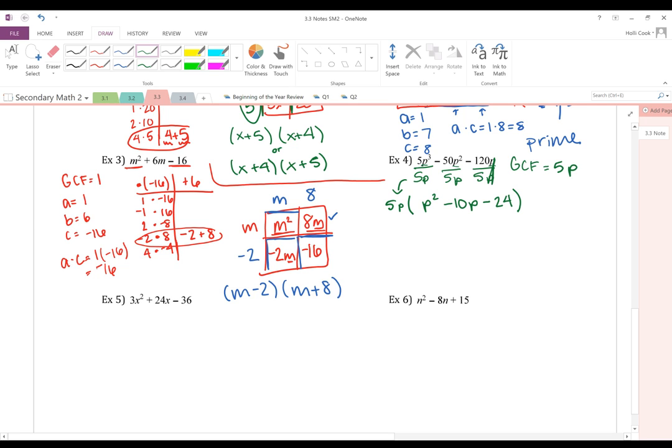All right, so now we're going to check our ABC. A is 1, B is negative 10, C is negative 24. That means A times C, 1 times negative 24, is just negative 24. So we need something that multiplies to negative 24 and adds up to negative 10.